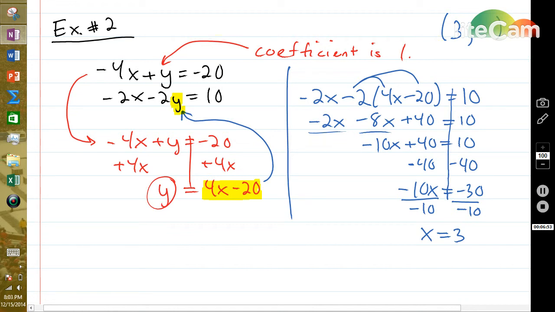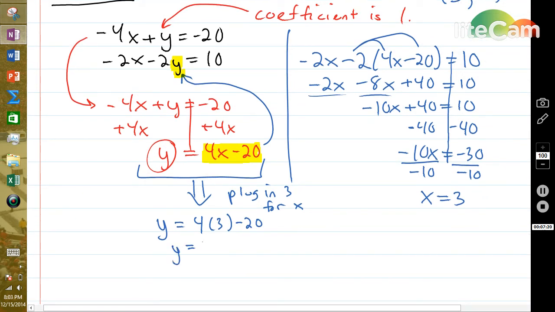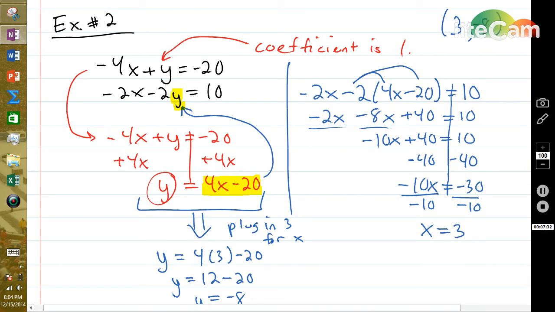So take the x value of 3 and plug it back into one of the equations. Now, the most efficient way of doing this is using the one that has y already solved for. So this equation right here. So here we're going to plug in 3 for x. So we're going to have y equals 4 times 3 minus 20. 4 times 3 is 12 minus 20. 12 minus 20 is negative 8. So we have found our y value of negative 8.